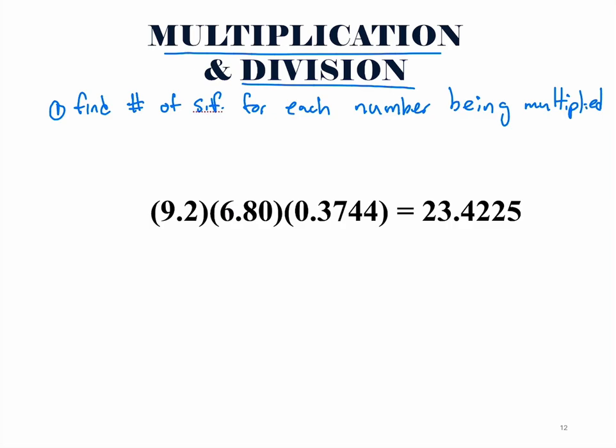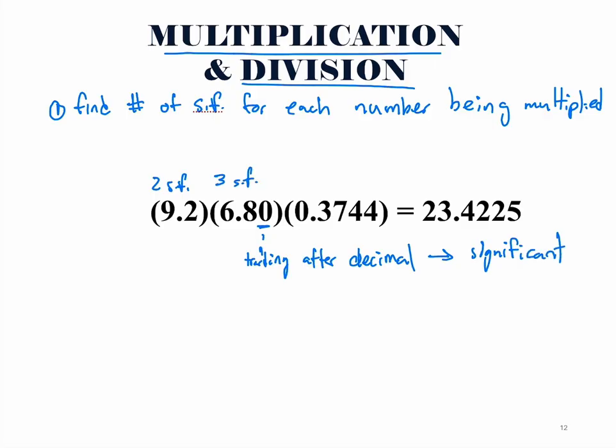Right, so that just means for each number in these parentheses here, we're just going to determine the number of sig figs. Right, so 9.2 is how many sig figs? 2 sig figs, right? 6.80 has how many sig figs? This is a trailing 0 after the decimal place, right? So this is a trailing zero after the decimal. That means that it is significant. So that's going to be 3 sig figs for that, right?